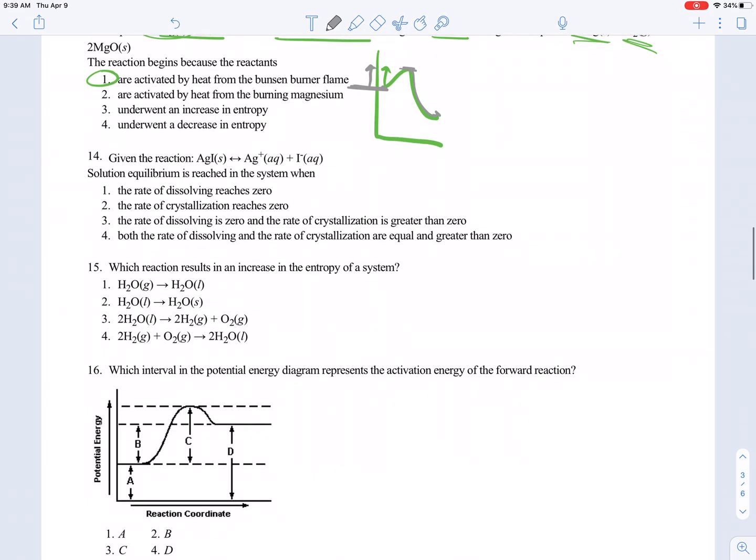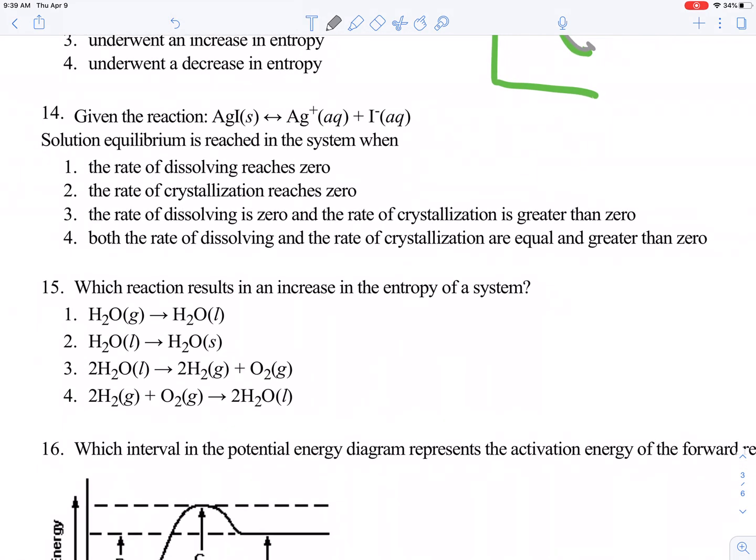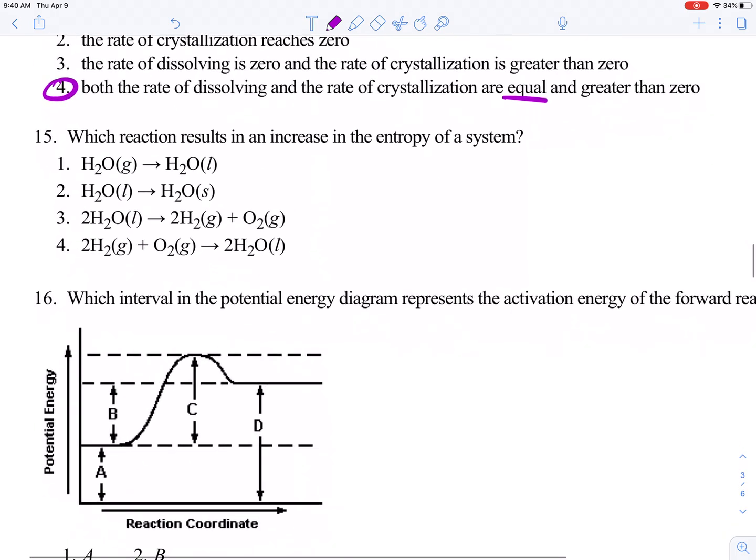Number 14, solution equilibrium is reached in the system. Okay, so solution equilibrium is when you have a saturated solution. Saturated solution is when the rate of dissolving and the rate of crystallization are equal. This is a kind of a crappy worded question. I don't really like it, but the rates of dissolving and crystallization would be equal and not equal to 0, which means you do have motion occurring. You have dissolving and crystallization happening.